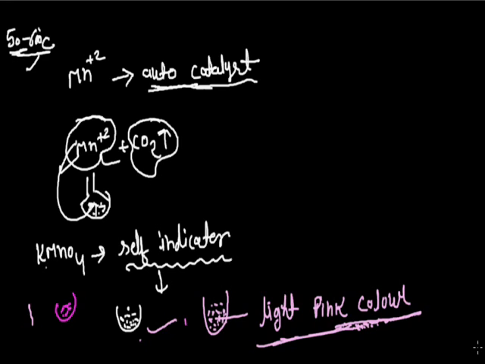So this is the complete titration of oxalic acid and KMnO4. Now we have completed both redox titrations. The first one is ferrous ammonium sulfate and KMnO4, and the second one is KMnO4 and oxalic acid. Now we are introducing the next titration, which is called acid-base titration.